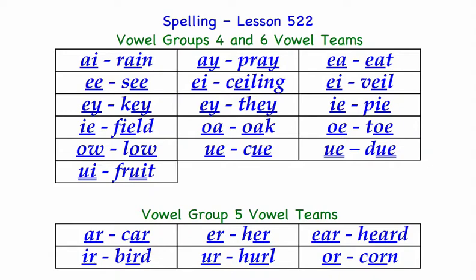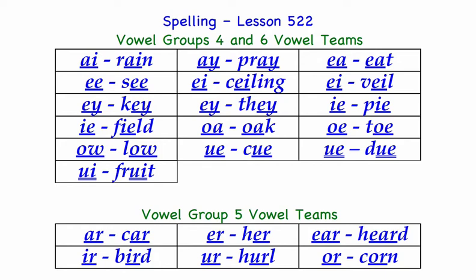This is lesson 522, a spelling dictation lesson, and the words I dictate will contain any one of the vowel groups you see on this screen. We have vowel groups 4 and 6 at the top of this screen, and the difference between the two vowel groups is that vowel group 4 says two vowels joined together form a team, and the first vowel represents its long sound. Vowel group 6 says two vowels joined together form a team. The first vowel does not represent its long sound.